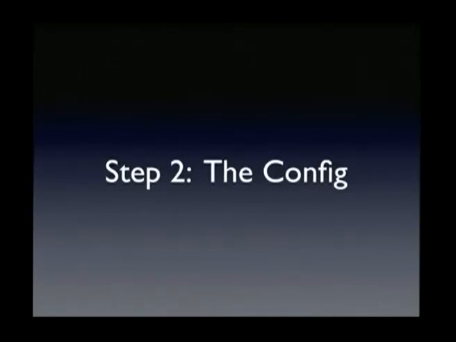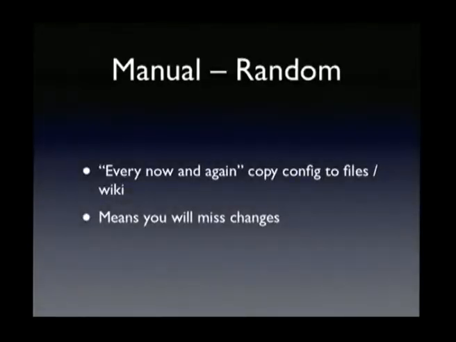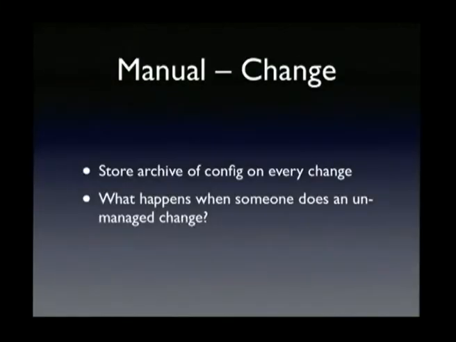Next, config. We can start out by sort of every now and again, you copy config to a file repository or a wiki or something. You're going to miss changes that way. You can store an archive of config every change. That's not a bad thing to do, because at least you might know the state of things, and if you make a state before change, after change, if you do that every time, you can then sort of see things happen when you didn't expect them. But you're going to miss unmanaged changes. You're going to miss, it was 3 a.m. and the change had to be made then, sort of thing.